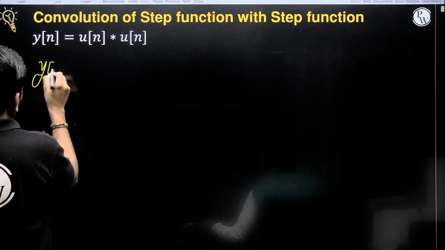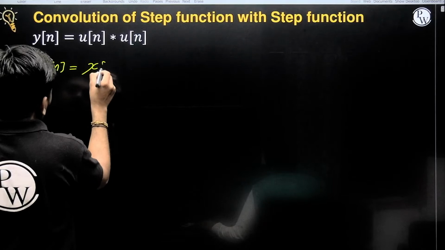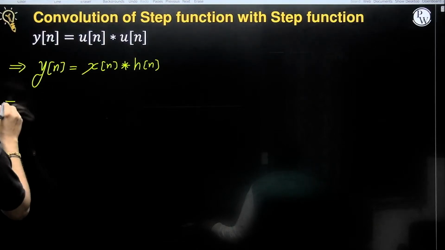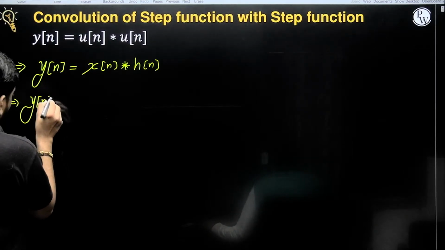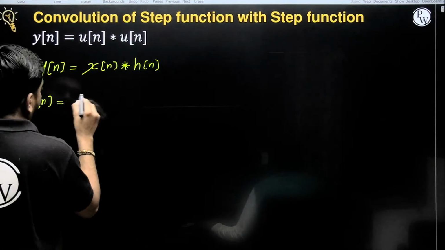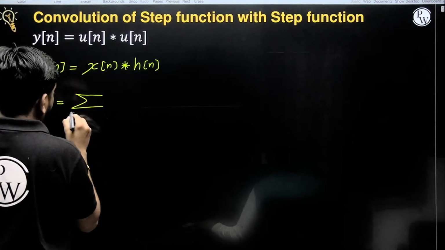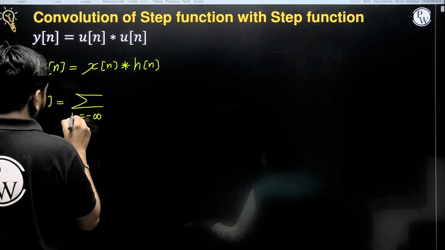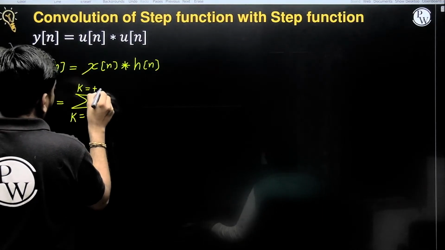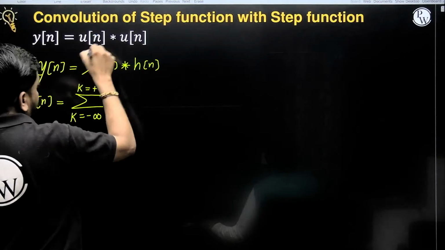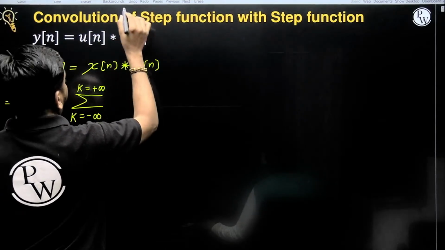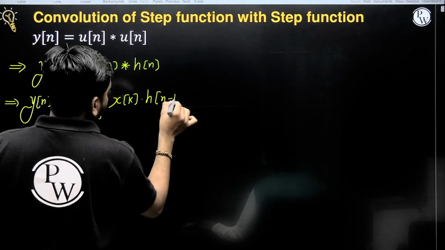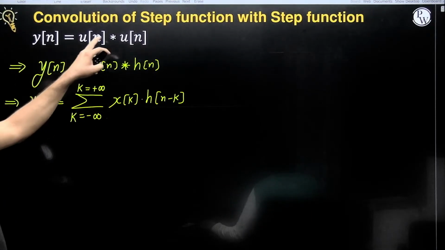So y of n, what is the formula? x of n convolution with h of n is y of n equal to summation over k from minus infinity to plus infinity of x of k times h of n minus k. Let us consider this is x of n and this is h of n.